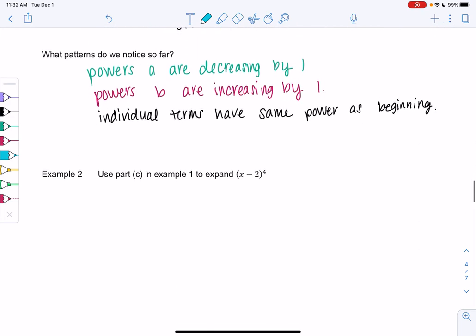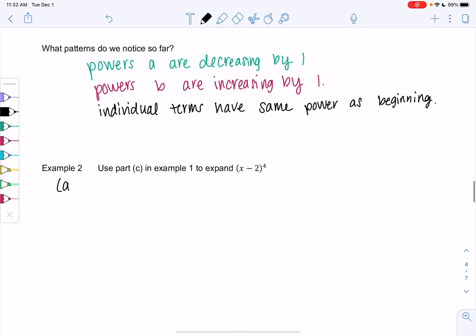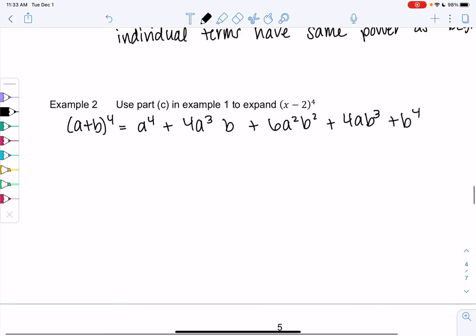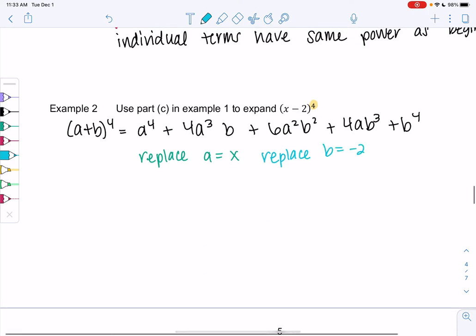So I'm going to go ahead and copy what we just learned in part C. So we learned a plus b to the fourth is a to the fourth plus 4a cubed b plus 6a squared b squared plus 4ab cubed, and then plus b to the fourth. And so what we're going to learn is we can use this to expand anything to the fourth power now rather than expanding again. So what we're going to do is we're going to replace a with x, and we'll replace b with negative 2. And so this is a cool trick, so we don't have to multiply something to the fourth power ever again. We can just use this formula.